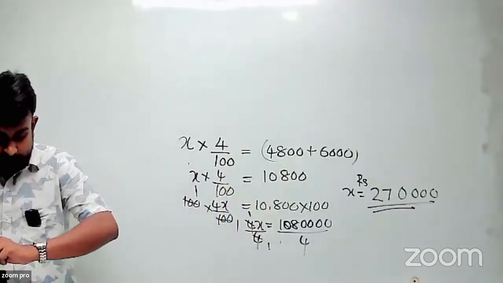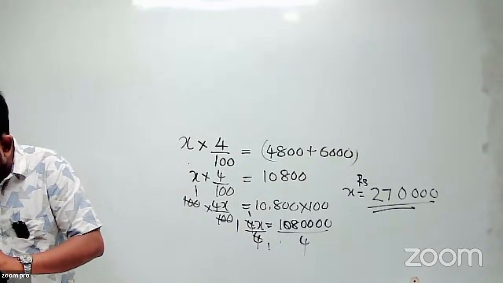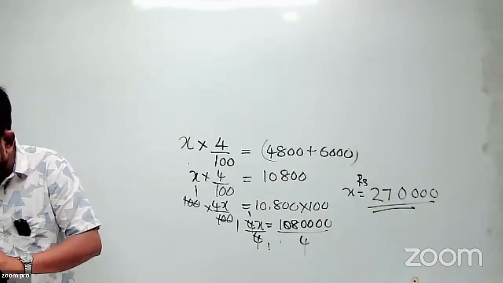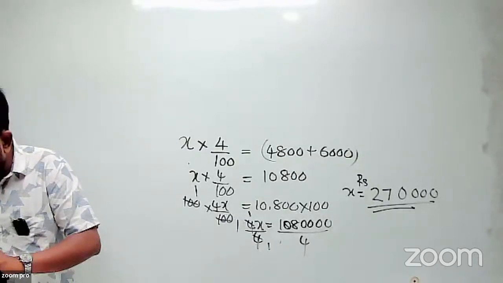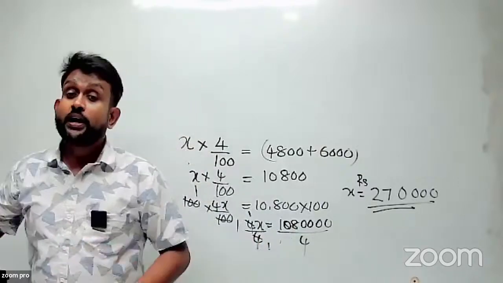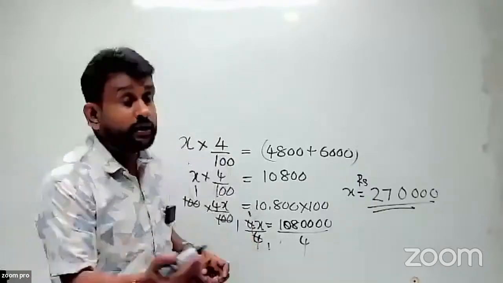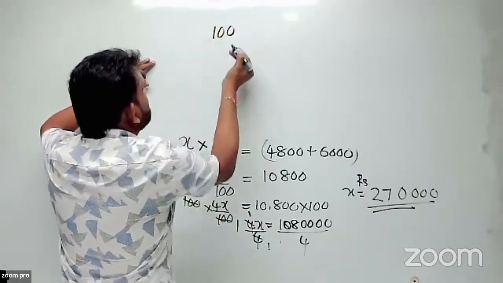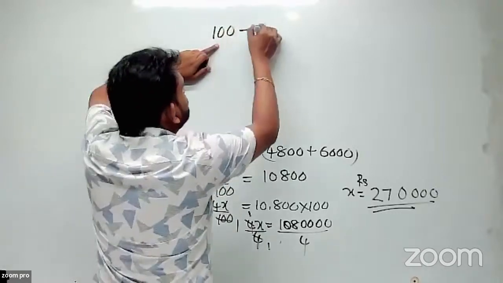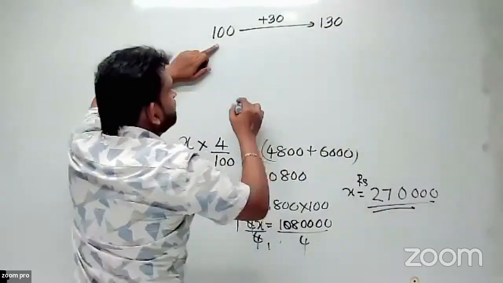Okay, then the next part, part B. When a certain type of mobile phone is imported, custom duty of 30% of its value has to be paid. If the value of the mobile phone is 16,000, find the value of the mobile phone after paying its custom duty. So see the definition of 30%. If the initial value before custom duty is 100, rupees 30 is applied on it, then with custom duty 130, right?